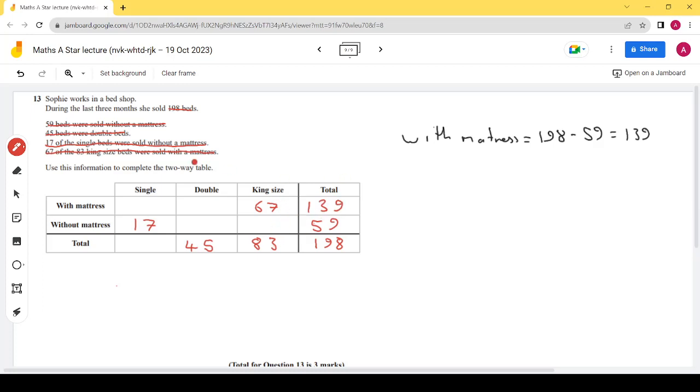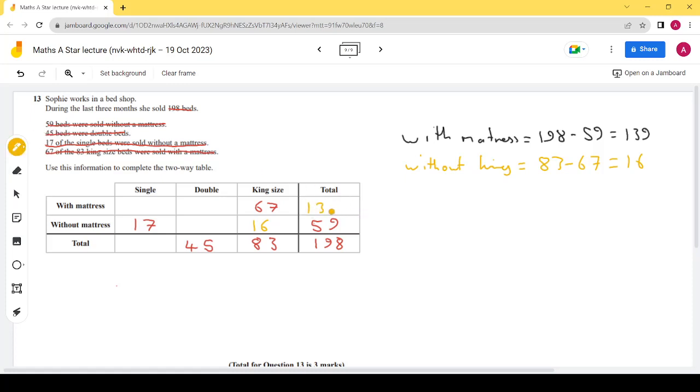Then we can go king size without king equals 83 minus 67, which gives us 16. I'm going to put all of the ones I'm putting in at this stage in this color just to differentiate the ones we put in.